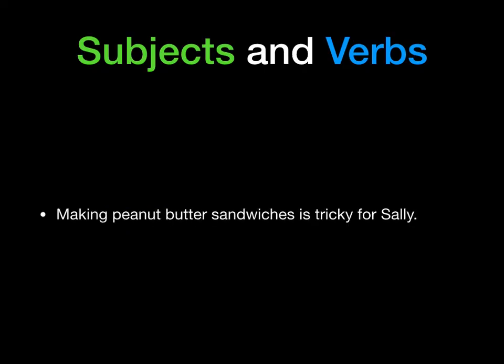Pretty simple, right? Uh-oh, this one is not so simple. Making peanut butter sandwiches is tricky for Sally. What is doing something here? Making looks like a verb, but no one is making. Sally would be, but as you can see, it's tricky for her. So you start with your teenage verb. Is is a teenage verb, so ask yourself, what is? Making peanut butter sandwiches is what is tricky, and that makes making peanut butter sandwiches your entire subject. And is is your teenage verb.